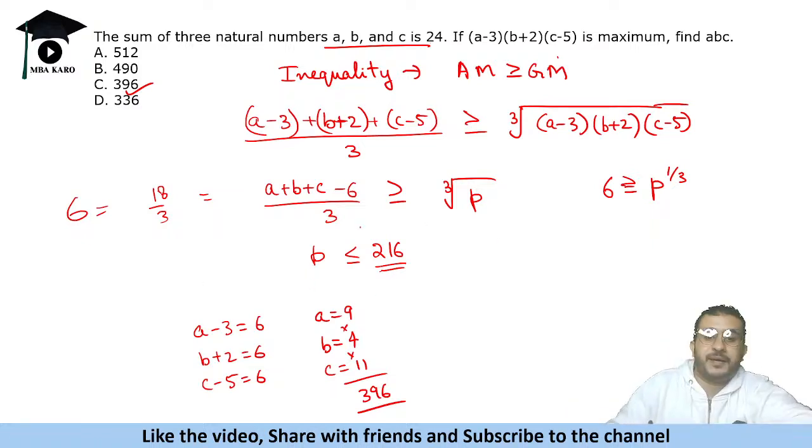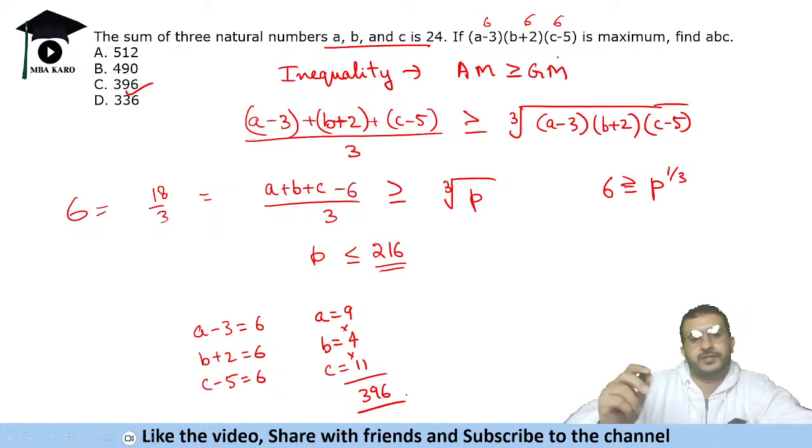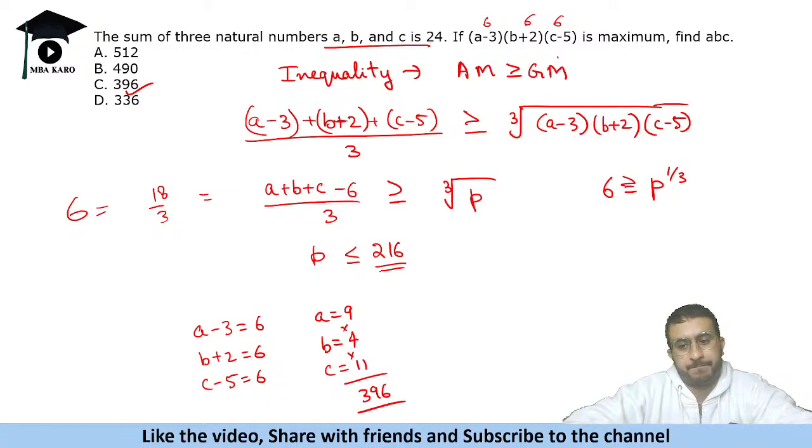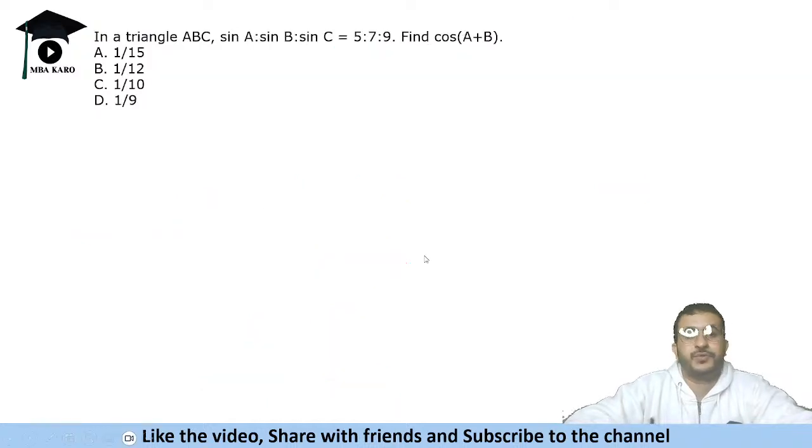So this will happen when all three are equal. ठीक है, प्रोडक्ट कब मैक्सिमम होता है, जब बराबर बराबर बराबर होता है. So this will be 6, this will be 6, this will be 6. So a minus 3 is 6, a is 9, b plus 2 is 6, b is 4, and c is 11. So just you need to find a, b, c. ठीक है. All right, so let's move to the next question.